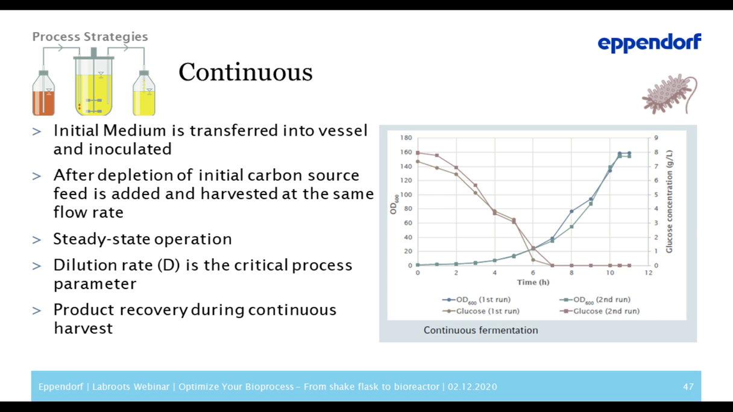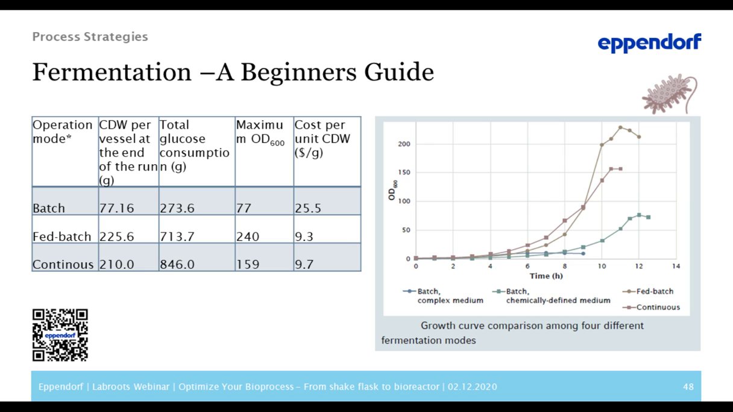With this, new carbon source is added to the controller, while the old medium with the cells is harvested. Due to the continuous harvesting of the cells with the medium, the maximum OD is, as I said already, lower, but the overall yield can be higher, so this process run can last for quite a long time.